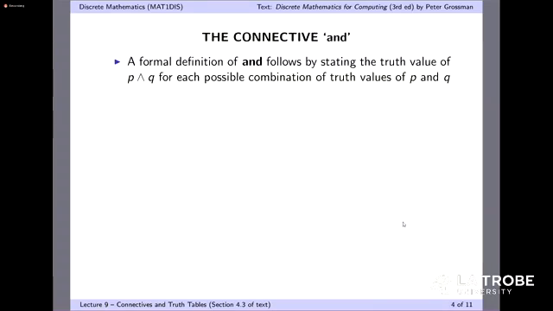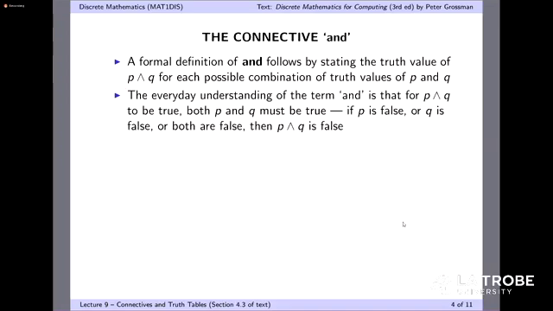Now we look at these connectives one by one. So let's start with the connective AND. A formal definition of AND follows by stating the truth value of P and Q for each possible combination of truth values of P and Q. What does that mean? The everyday understanding of the term AND is that for P and Q to be true, both P and Q must be true.